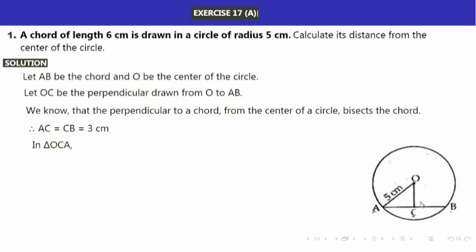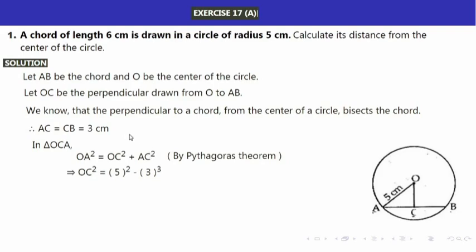Because the question is asking you to find OC only, the distance of the chord from the center. So if you want to find OC, you have to make use of the Pythagoras theorem. By the Pythagoras theorem, hypotenuse square, that is OA square, will be equal to OC square plus AC square. So from here, bring this AC square over, and you get OC square equals OA square minus AC square.